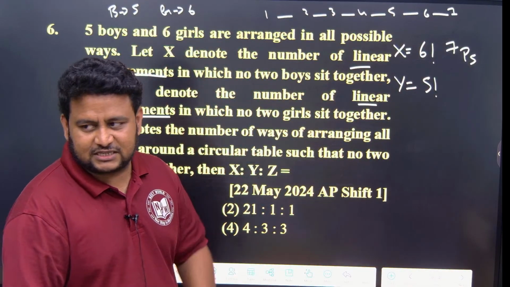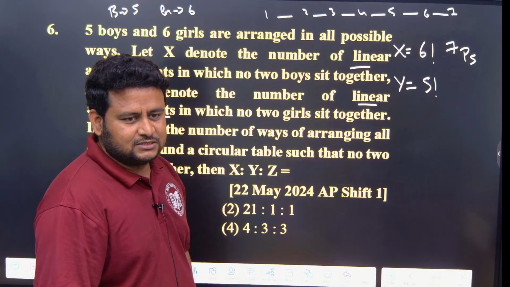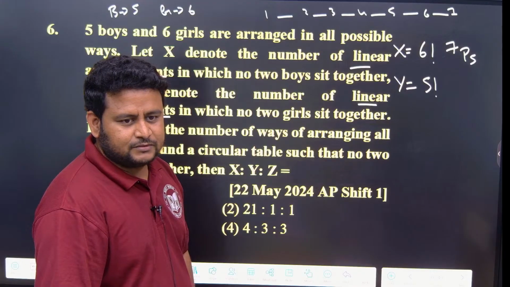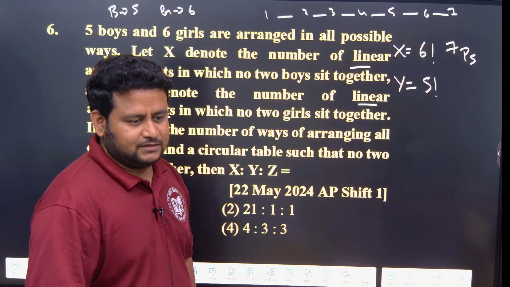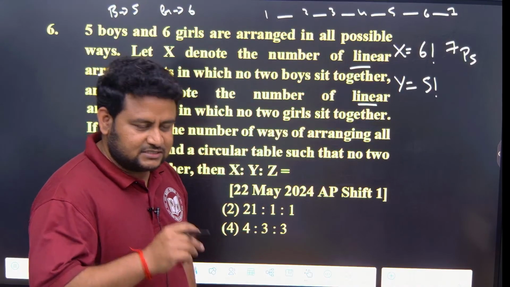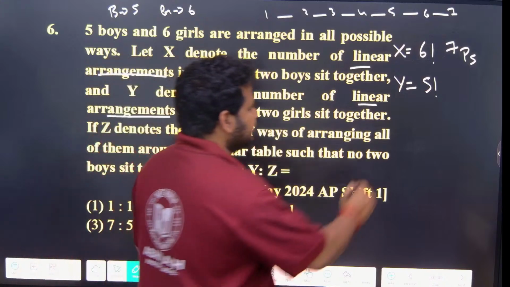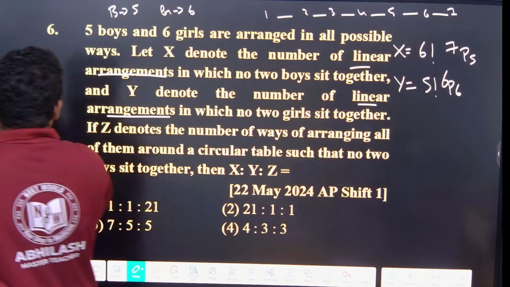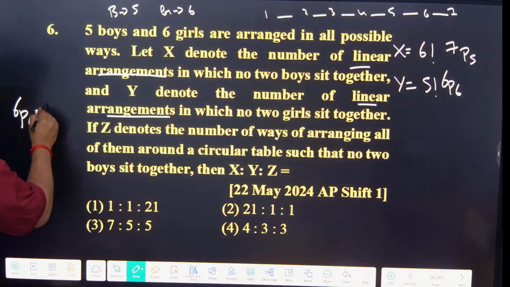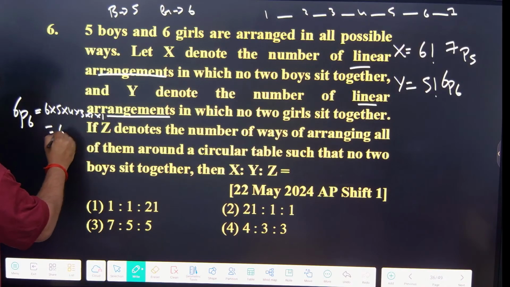If I arrange 5 boys, how many spaces are there between them now? 6. In 6 spaces I have to arrange how many girls? 6 girls. So I should write 6p6. 6p6 is nothing but 6 factorial. It is not 1, since 6c6 is 1. 6p6 means multiplying 6 into 5 into 4 into 3 into 2 into 1, that is 6 factorial.